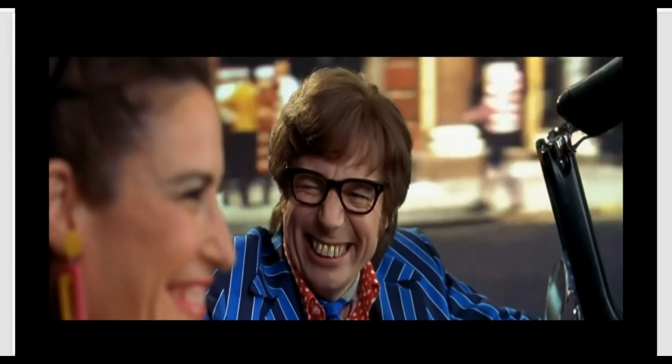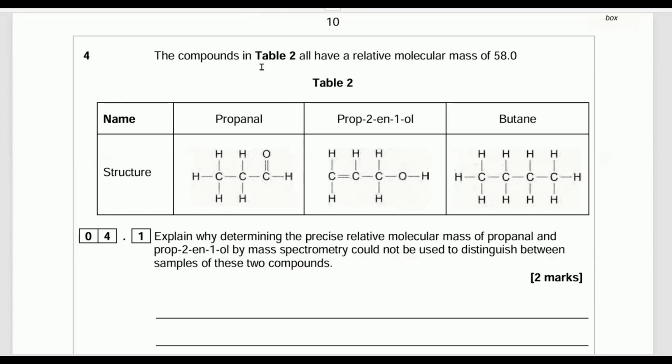The compounds in Table 2 all have a relative molecular mass of 58. Table 2 shows these compounds. We've got propanal. We've got prop-2-en-1-ol, so the 'en' stands for the double bond, the 'ol' for the alcohol group. And we've got butane, 4 carbons.